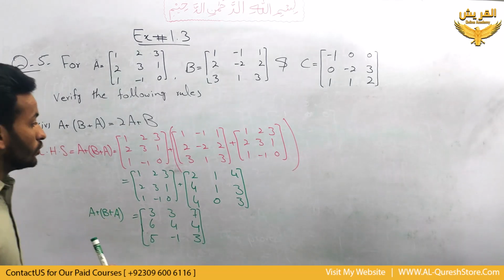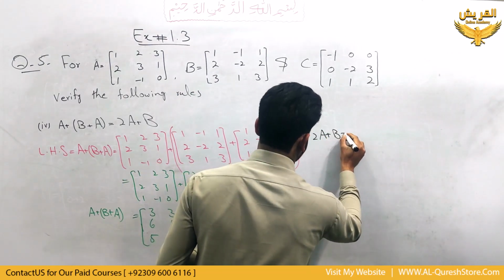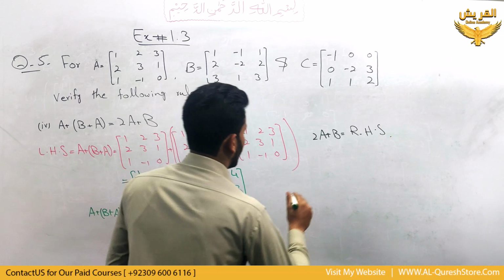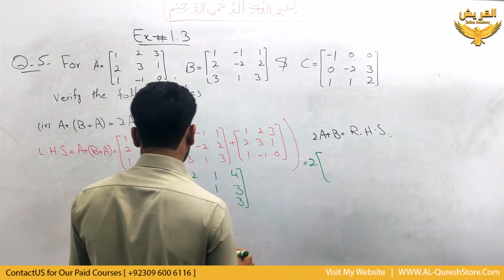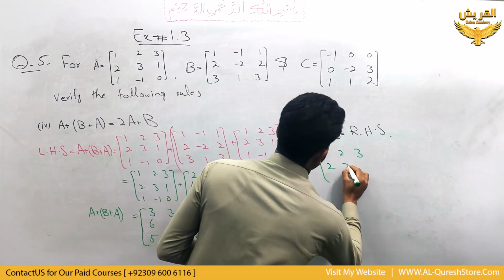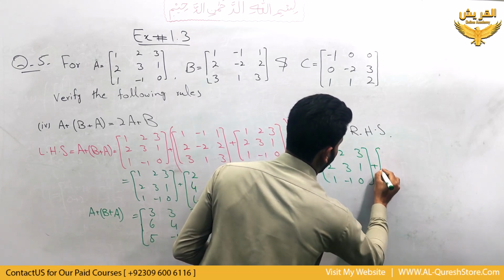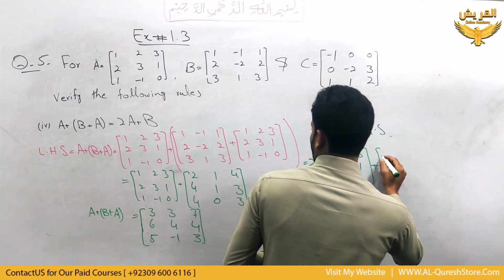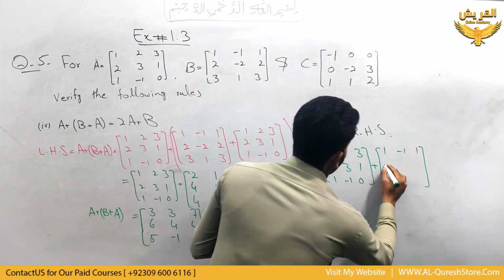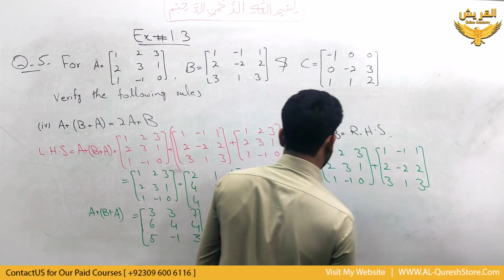For its next part, we use here 2A plus B. It is equal to the right hand side. For this we use 2 into the value of A, which is 1, 2, 3, 2, 3, 1 and 1, minus 1, 0, plus the value of B, which is equal to 1, minus 1, 1, 2, minus 2, 2, 3, 1 and 3.